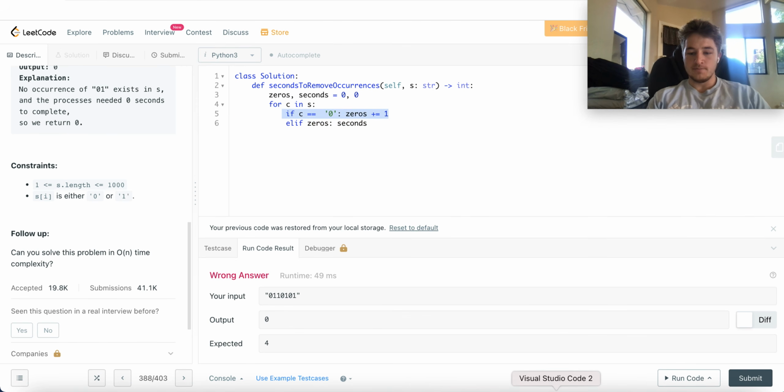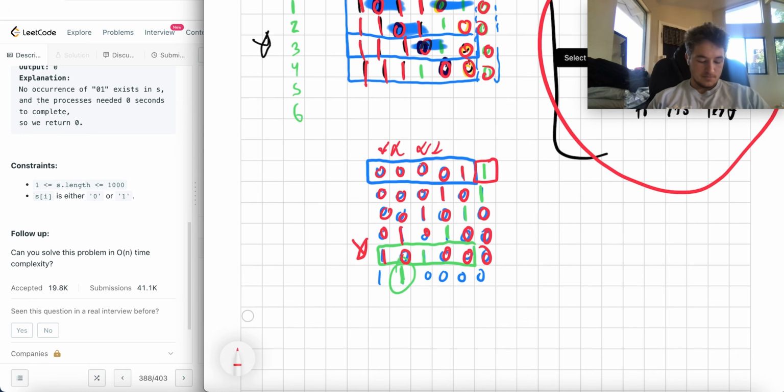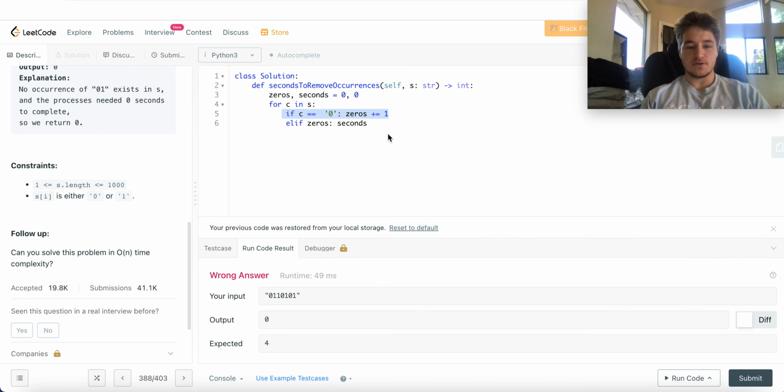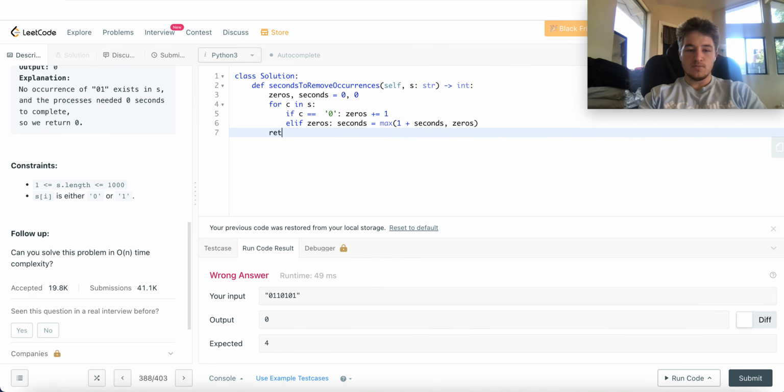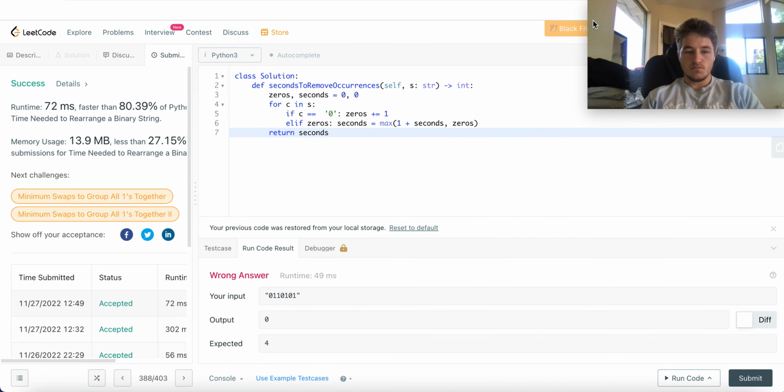When you see a 1, it's going to be how long it takes to sort this system, and it's going to be a summation of both of those factors. So it's either going to take 1 second longer than the previous system took to finish, or the number of zeros that you see in the system. And then after that, you return seconds. Yep, like that. So what's the runtime of this algorithm? Well, it's O(n) time, and then the constant space. All right, thank you.